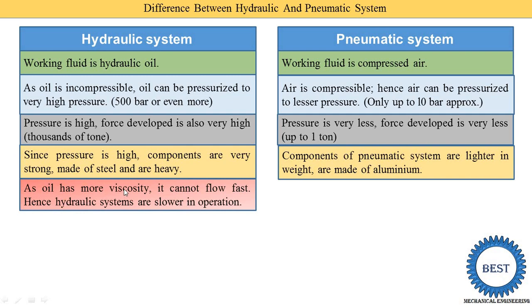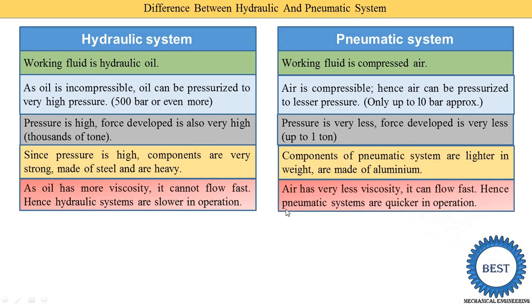Oil has more viscosity. It cannot flow fast. We know that the thickness of the oil is higher, so it cannot flow fast because its viscosity is higher. Hence, hydraulic systems are slower in operation. Oil moves with a small velocity, so all the components are also not able to move fast, and they move at a slow speed.